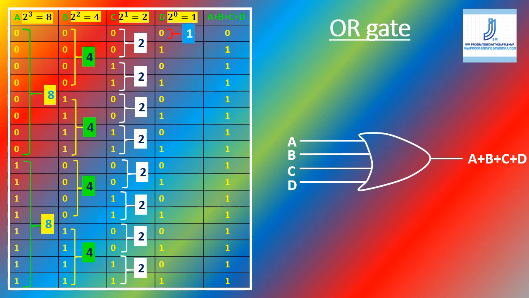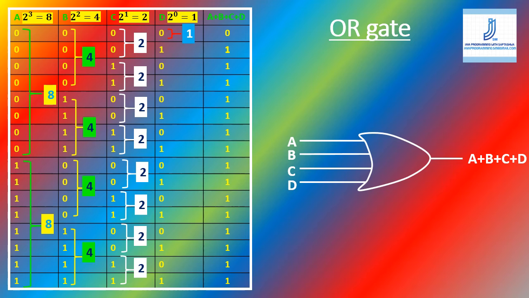Now go to the column B. Since 2 to the power 2 is 4, write down 4 zeros followed by 4 ones until you complete the number of rows. Now go to the column C. Here 2 to the power 1 is 2. So write down 2 zeros and then 2 ones, then again 2 zeros, 2 ones. Continue doing this until you fill the entire row.